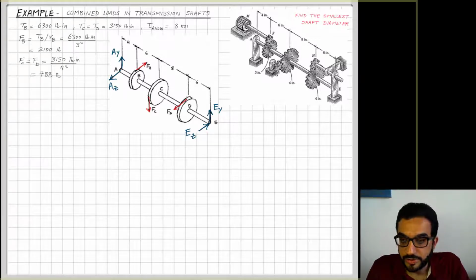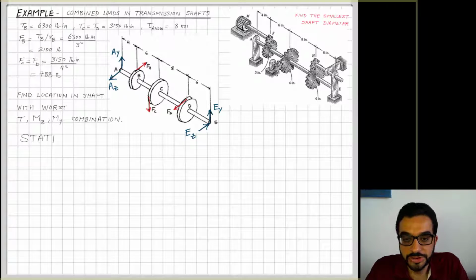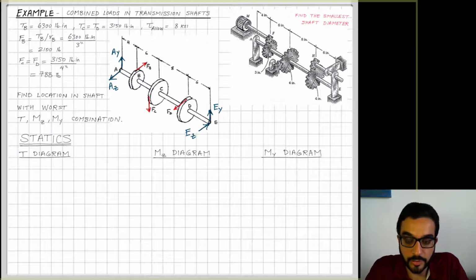And like we learned in the video that's part one of this lesson, we need to find the section that has the critical bending moments and torque. So we're going to find the location along this shaft that has the worst combination of T, moment around the Z-axis, and moment around the Y-axis, because these moments MZ and MY are the bending moments causing flexural stresses in the shaft. So I will develop the internal force diagrams for these three actions: the torque, the bending moment around Z, and the bending moment around Y.